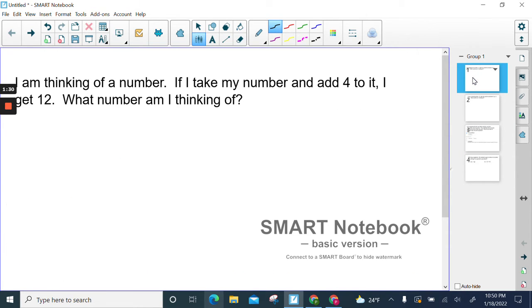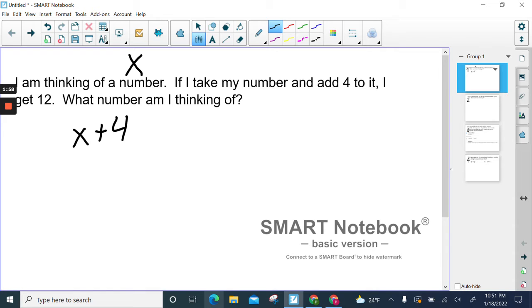Here's my first one. I'm thinking of a number. We don't know what that number is. That's our unknown. We call that our variable. And in this case, I'm just going to make a very simple variable here. I'm going to use the variable x. We have a number like x. And I'm going to take this number and I'm going to add 4 to it. X plus 4.